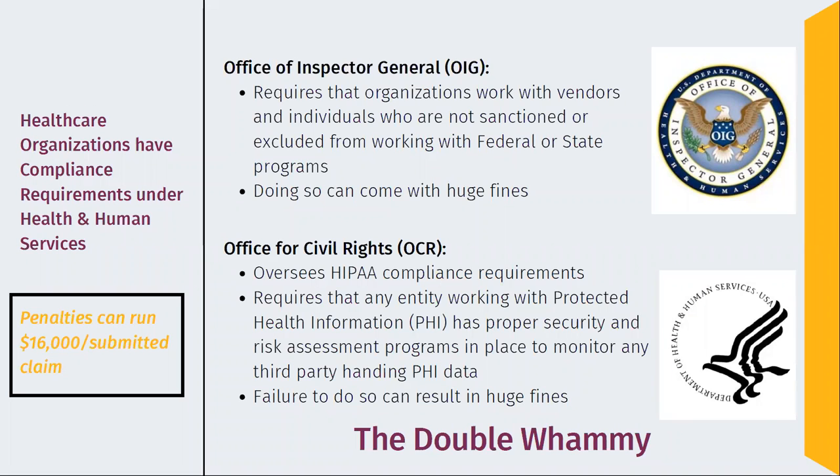So as we get started, as all of you I'm sure know, obviously the Office of Inspector General under the Health and Human Services Organization is responsible for looking and making sure that organizations that work with vendors or individuals or providers are working with those that are not sanctioned or excluded from working with federal or state programs. And as we know, we'll show a couple of examples.